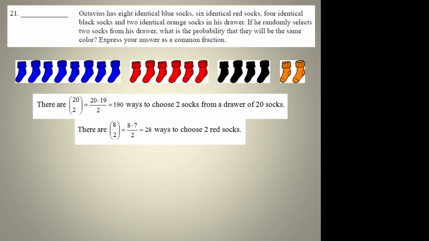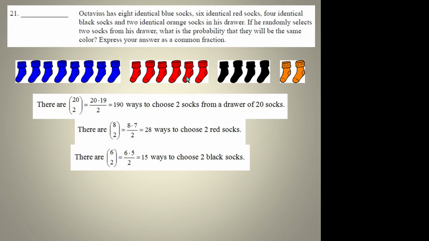That's the total number of ways to choose 2 socks. But we also want the number of ways that you will get 2 socks of the same color. So we will count the number of ways that 2 socks will be both blue. Here, 8 choose 2, that will be blue. You have 8 socks, you choose 2 from here. It will be in the same manner, 8 times 7 divided by 2. That will be 28 ways to choose 2 blue socks.